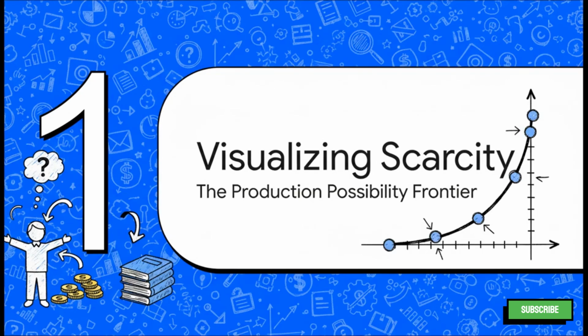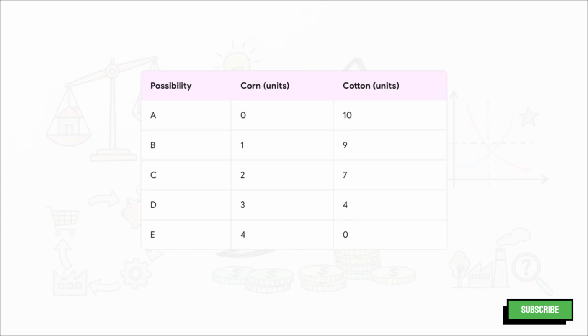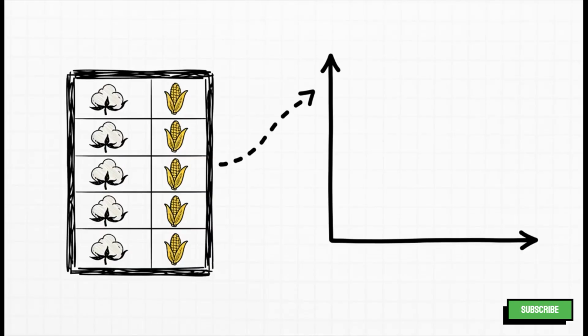Okay, so we've got this problem of scarcity and choice. But how do we actually see it? How do we analyze it? Well, economists have a really powerful visual tool for this, and it's called the production possibility frontier. Have a look at this table. What it's showing us are the maximum possible combinations of 2 goods, we'll use corn and cotton as our example, that an economy can produce if it uses all its resources and technology as efficiently as possible. So, for instance, look at possibility A. If this economy puts everything it has into making cotton, it can produce 10 units of cotton, but that means 0 units of corn.